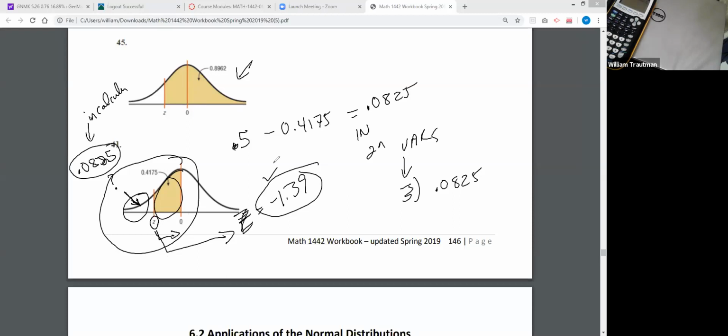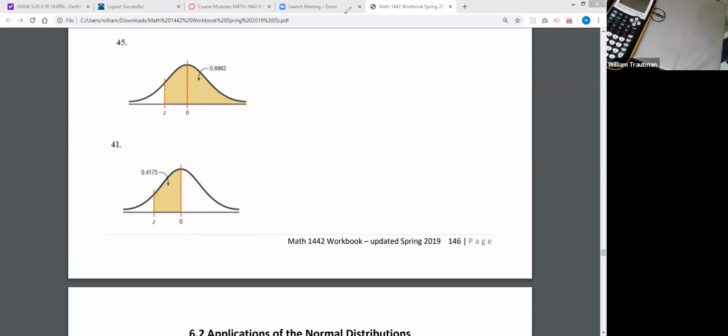All right, any questions from anyone? Yes, I have a question. Is it possible that the Z could be on the positive side? The Z could be on the positive side, but not the ones we just did.